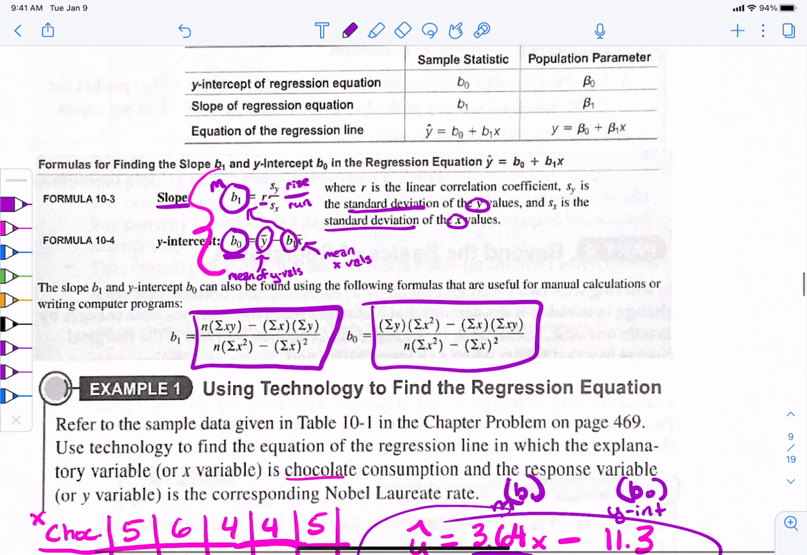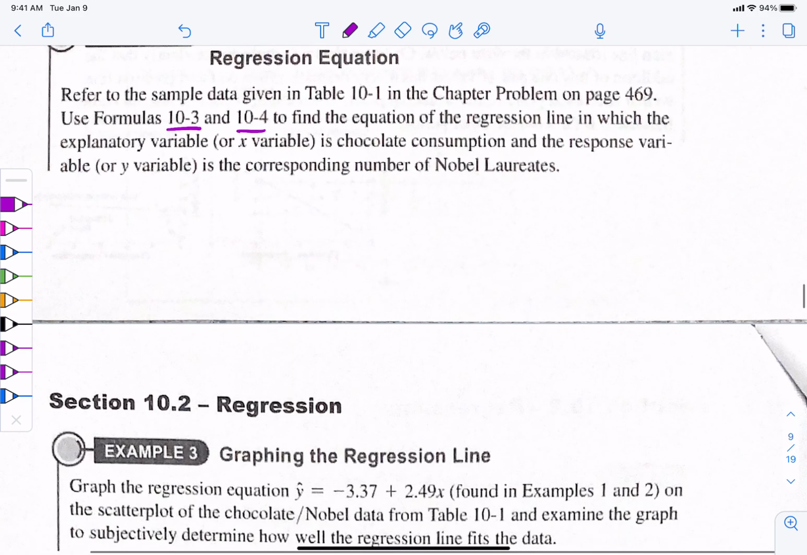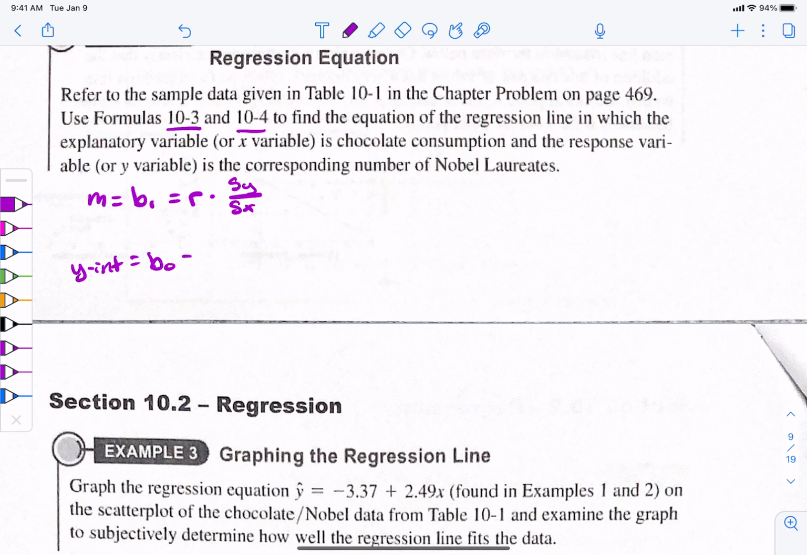We're going to use these two right here to find our b1 and b0. So m equals b1, which is r times sy over sx. The y-intercept is b0.